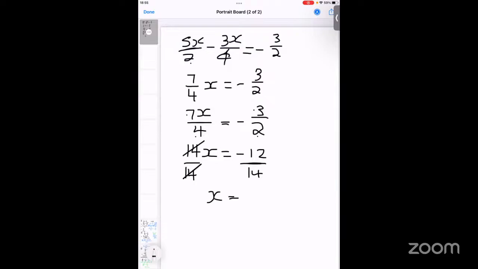Now we need to remove that 14, so that cancels with that. We have x, which will be equal to, what will that be, Manahil? It will definitely be -6 over 7. Can you see, Manahil? What is -12 over 14? -6 over 7.